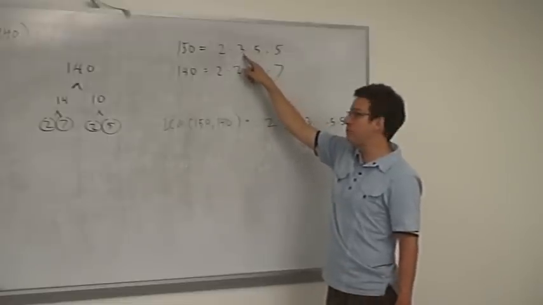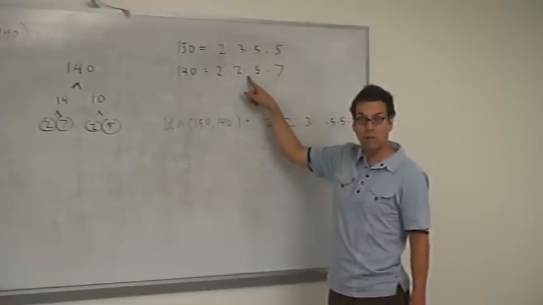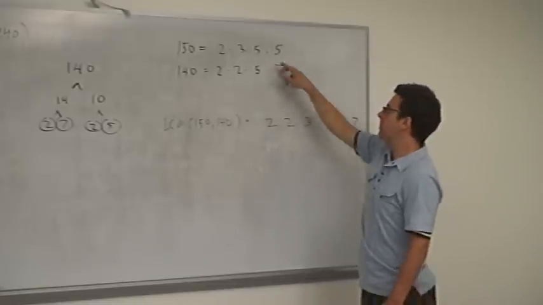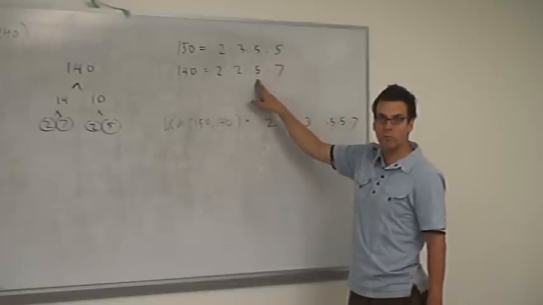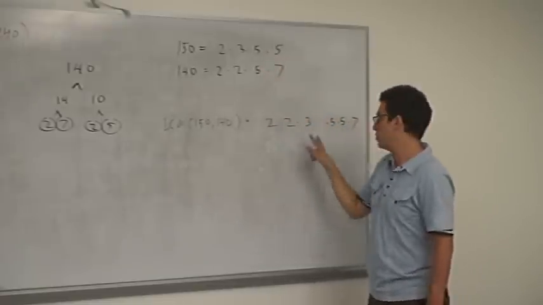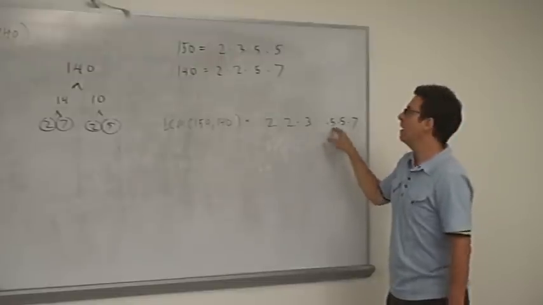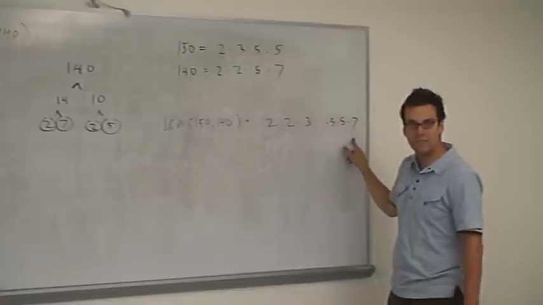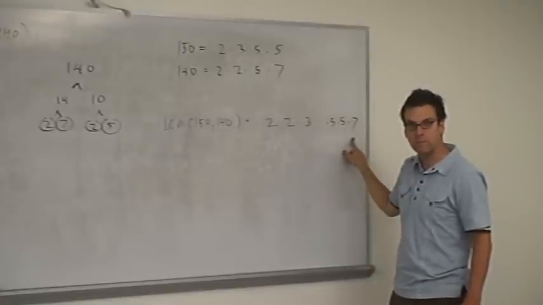There's 1 3 in 150, 0 3s in 140. 1 3 is greater than 0 3s, so we take 1 3 in the least common multiple. There are 2 5s in 150 and 1 5 in 140. 2 is greater than 1, so we take 2 5s in the LCM. And there are 0 7s in 150 and 1 7 in 140, so we take 1 7 in the LCM. That's a general technique.